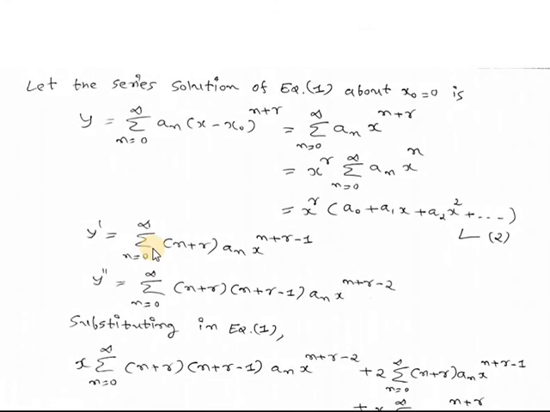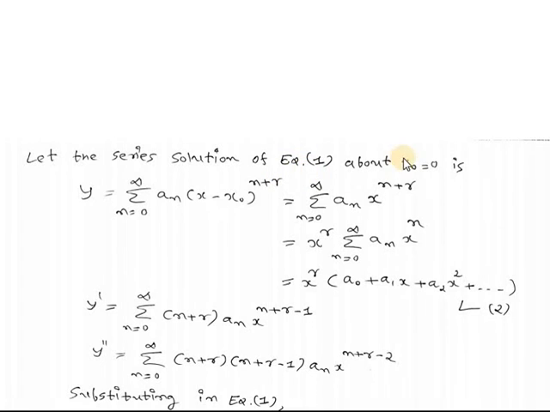Now suppose the series solution of equation 1 about x0 equal to 0 is given by y = sigma n equal to 0 to infinity a_n (x − x0)^(n+r). Here we replace x0 by 0, so it will be sigma n equal to 0 to infinity a_n x^(n+r). If we simplify it, we get x^r sigma n equal to 0 to infinity a_n x^n.